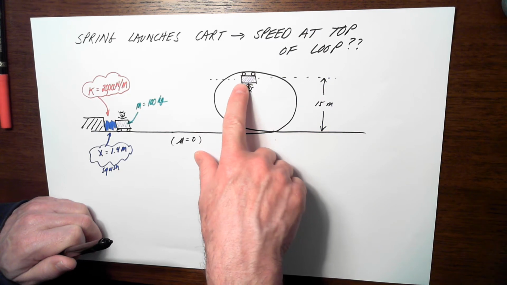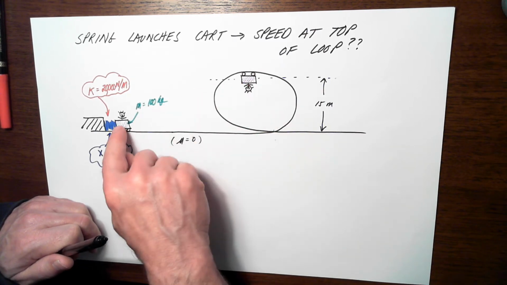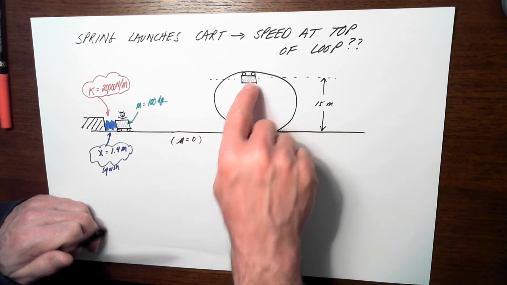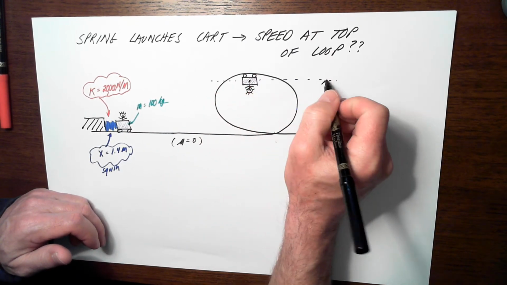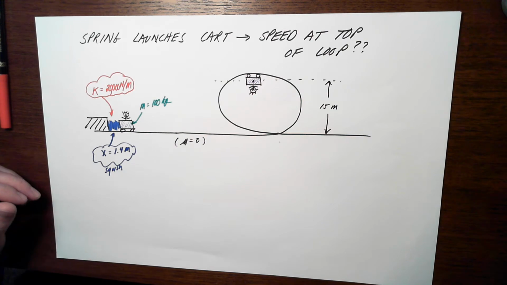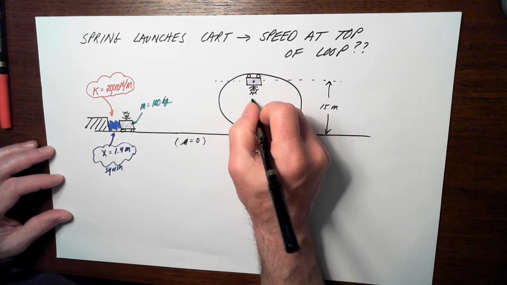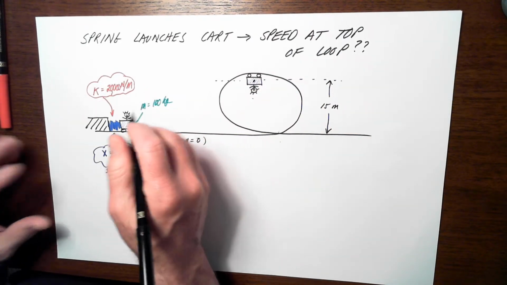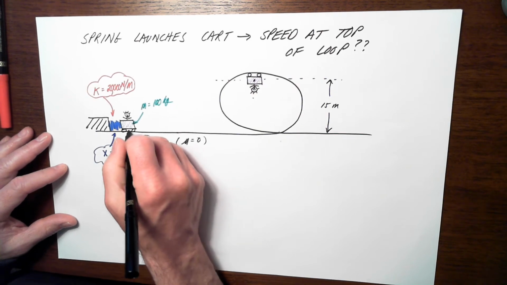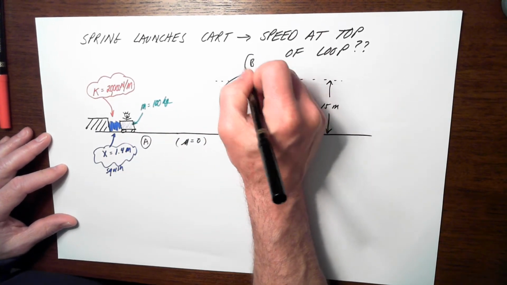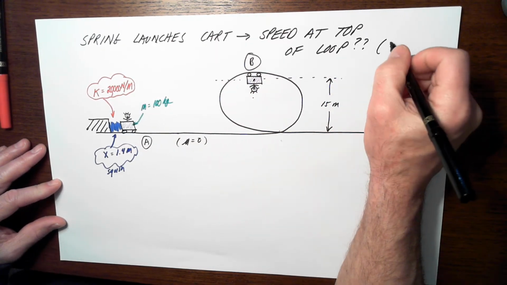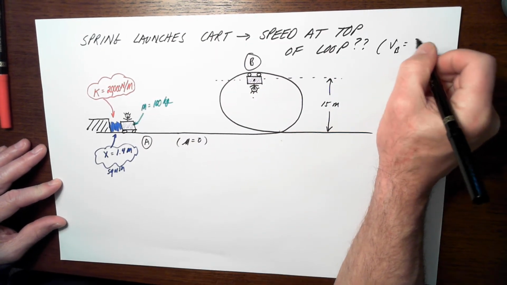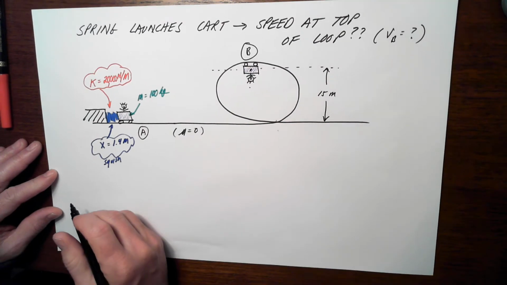And we can see that the center of mass of everything there is 15 meters above the ground. That's what I want to know. Typically, I'm going to call everything going on here at A, and so this is B. And so I want to know basically what is VB? What is the speed at B?